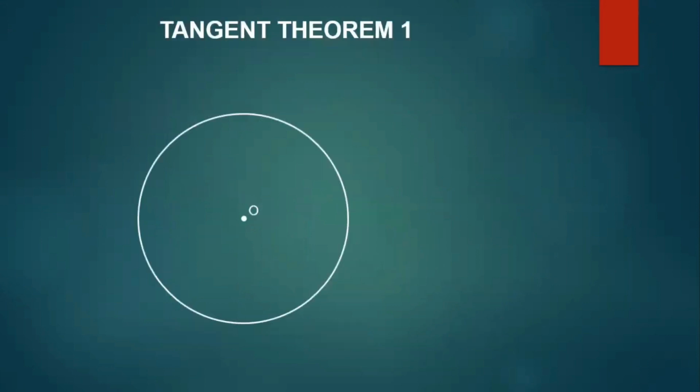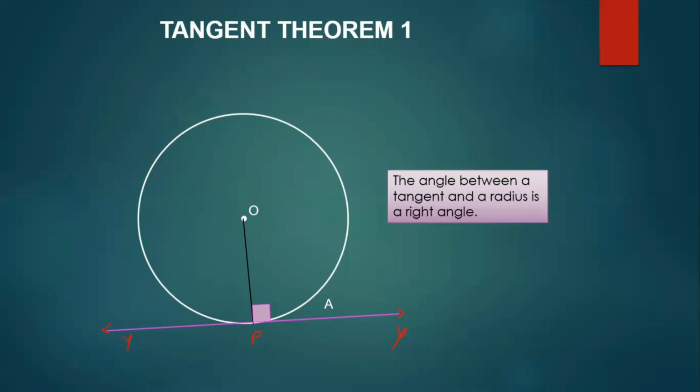Now let us understand the first tangent theorem. This is a circle with center O. This is a tangent to the circle. Let us name this tangent as, say, tangent XY. So this line XY is a tangent to the circle. Now let us take a radius, and this is the radius. Let us call this radius OP. And remember, children, this radius OP will always be perpendicular to the tangent. So the angle between the tangent and the radius is a right angle.